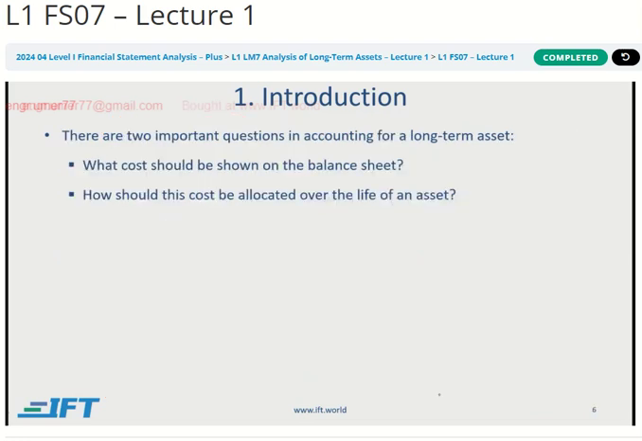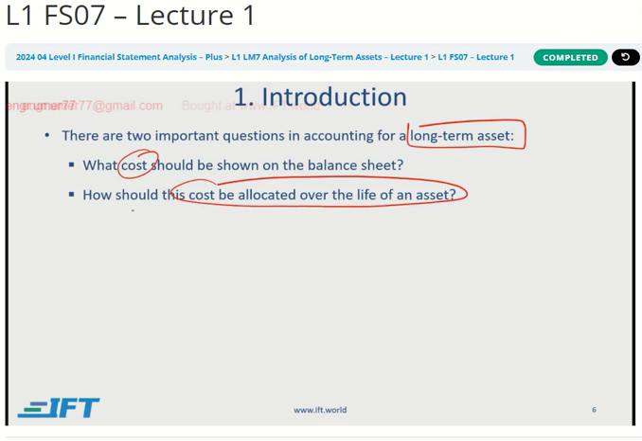Now, whenever you are going to have this type of long term asset, two questions need to be answered. Number one, should it be shown on the balance sheet, and if yes, at what cost? And number two, how are you going to allocate this cost over the life of an asset? Now we will talk about two different situations: one where there is an asset with a finite life, and one where there is an infinite life. And we've discussed some of these concepts before in earlier learning modules, but let's discuss them again.